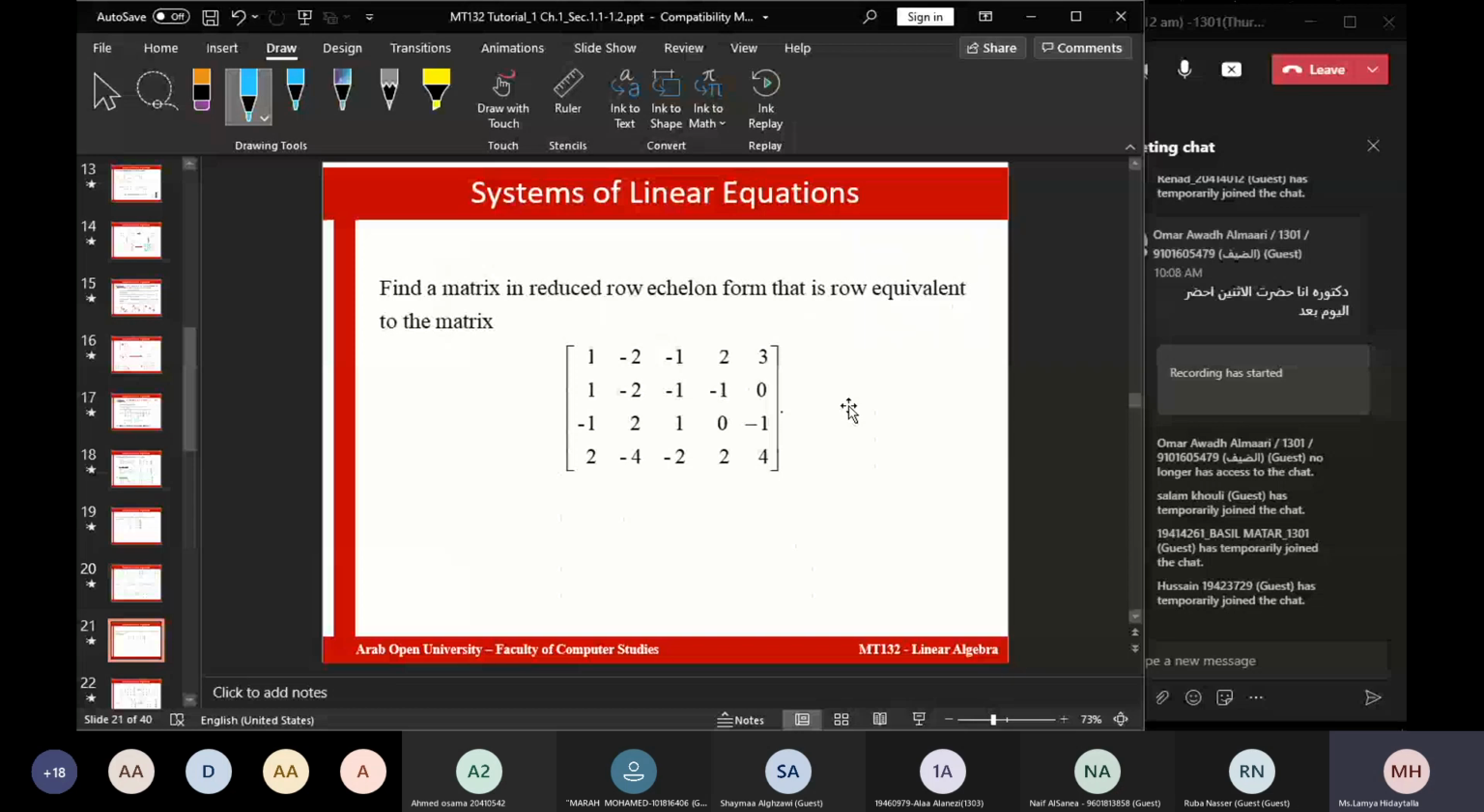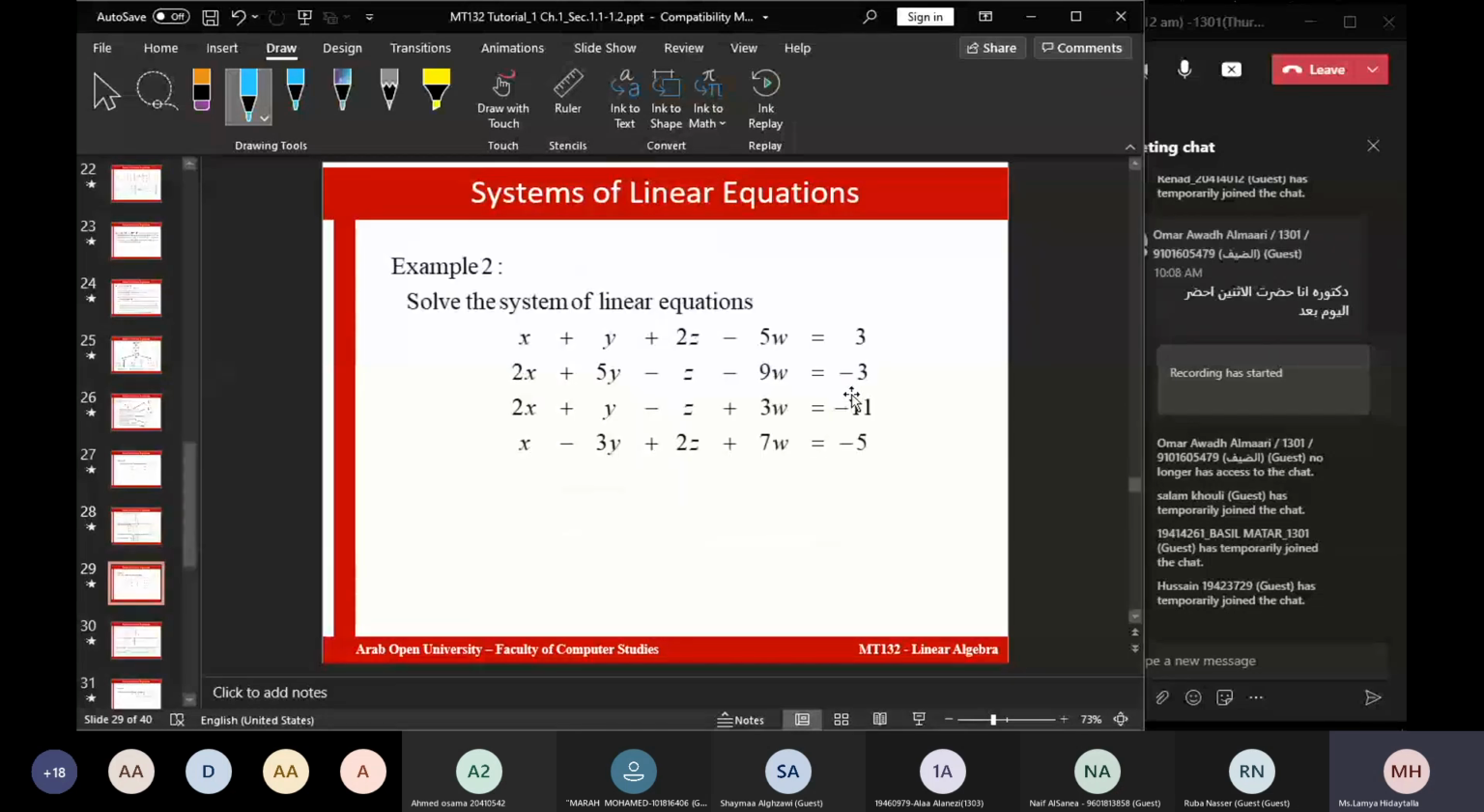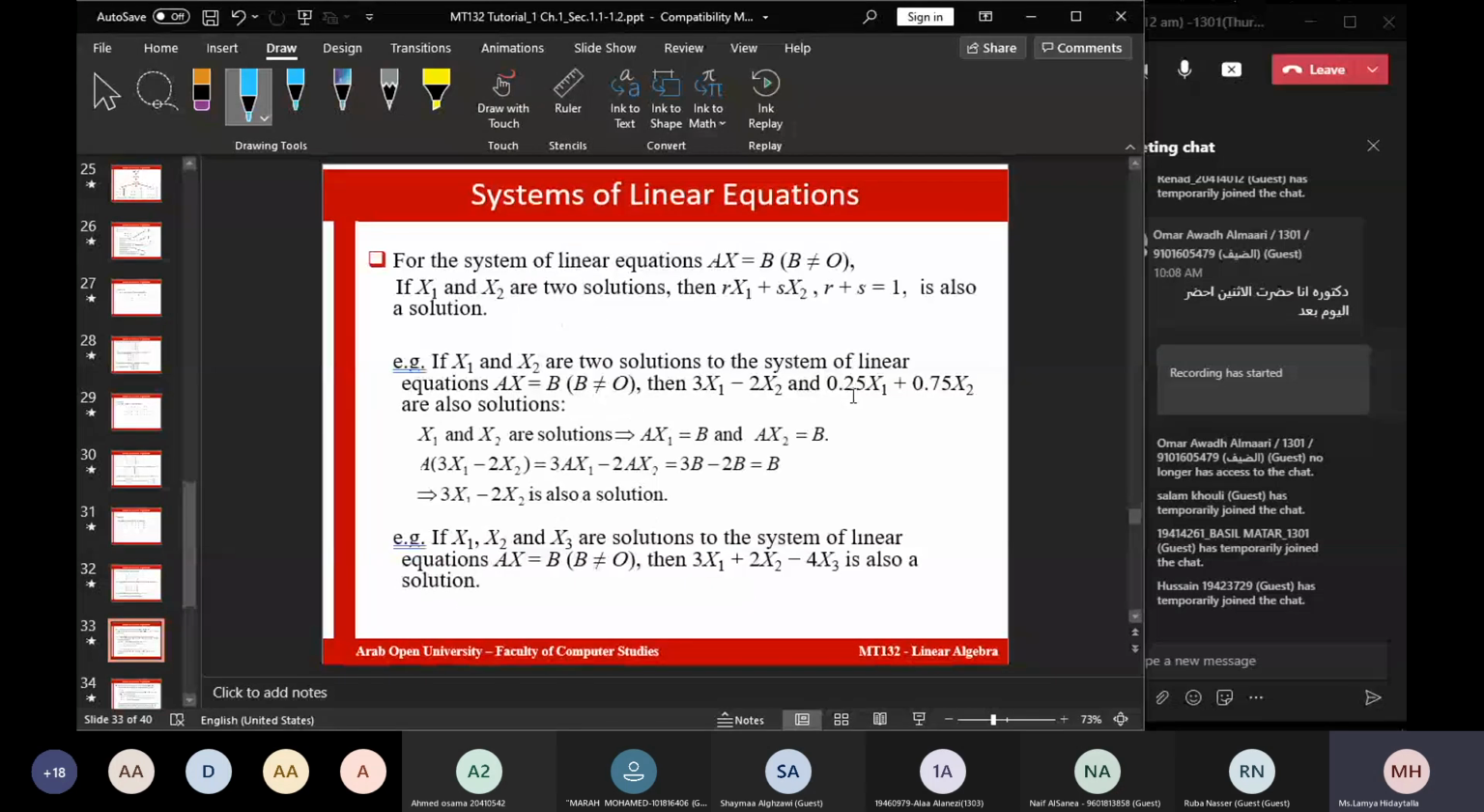And we reached that if we have a system with infinitely many solutions, and x1 is one of the solutions and x2 is another solution for this system, then r x1 plus s x2 is also another solution. Right? But there is a restriction. What restriction is that? The addition of these two numbers should be equal to 1. That is, r plus s must be equal to 1.